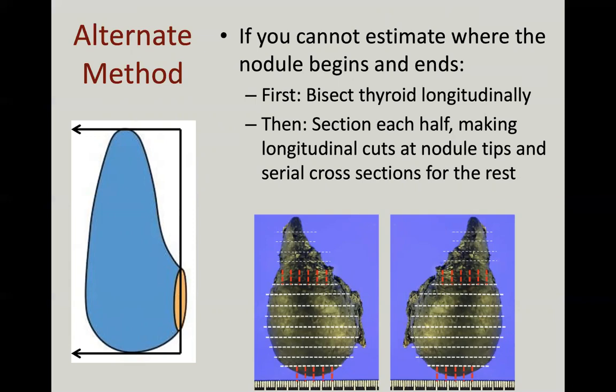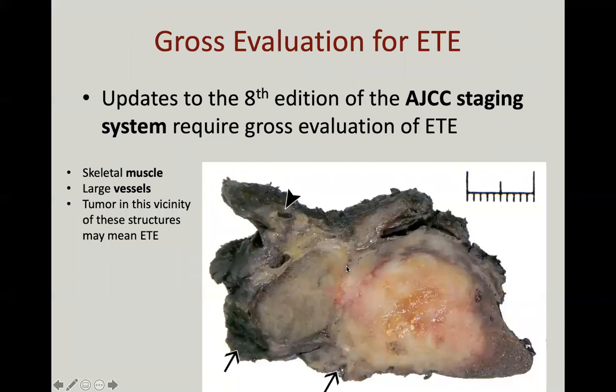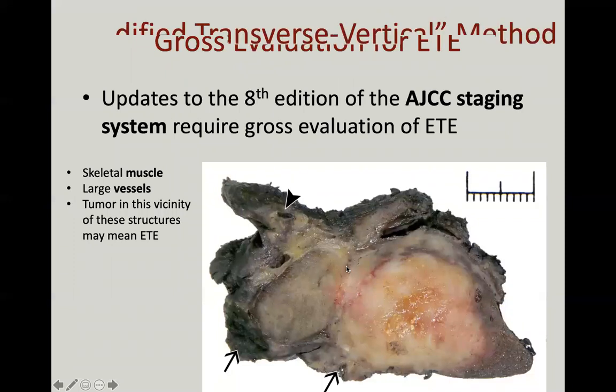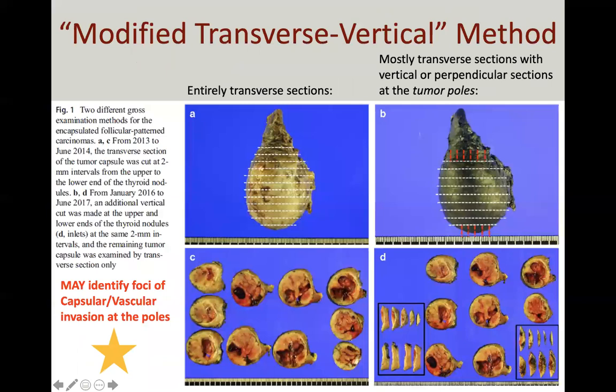This is called the modified transverse vertical method. And this allows you to potentially identify capsular or vascular invasion at the poles that you otherwise would have missed by just putting those as like on FOS, okay?